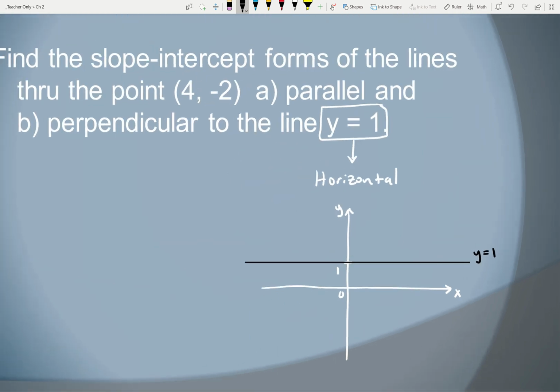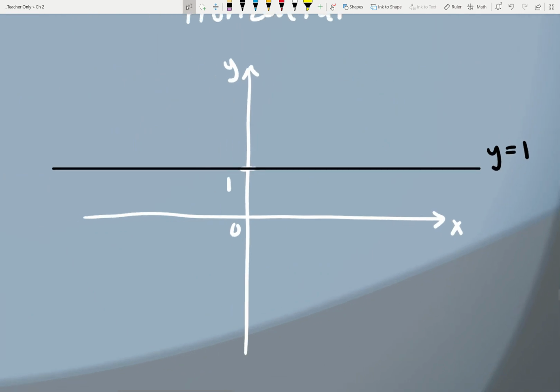We want to be able to pass through the point 4, -2. So on my sketch here, I'm going to go back to my origin point, and navigate to the point with coordinates 4, -2. That would simply be to go 1, 2, 3, 4 units to the right, and then go down 1, 2, and that would put me approximately about right here, okay?